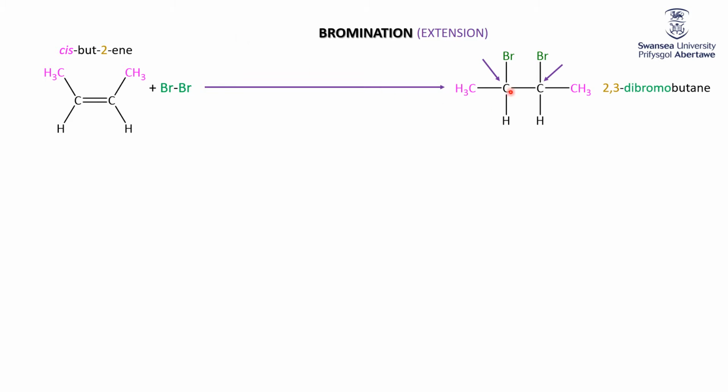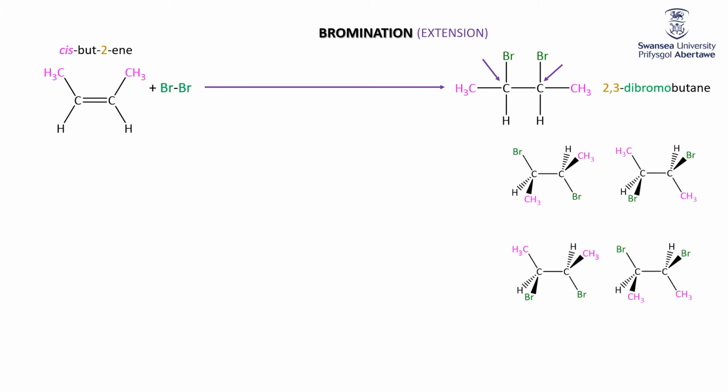Well, 2,3-dibromobutane is a fun molecule because if you look at both carbon 2 and carbon 3, they are chiral. Carbon 2's got a hydrogen, a bromine, a methyl group, and then the rest of the molecule. Carbon 3's got a bromine, a methyl, a hydrogen, and the rest of the molecule. There's 2 possibilities for carbon 2, R or S, and 2 possibilities for carbon 3, R or S. In other words, there's the possibility of 4 stereoisomers of 2,3-dibromobutane. Let's draw those and think about it.